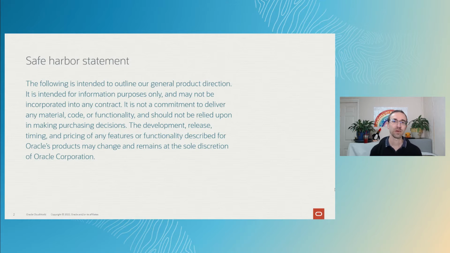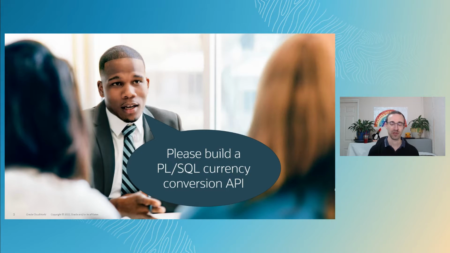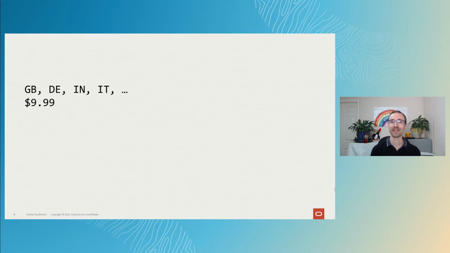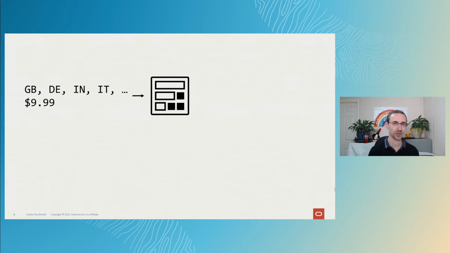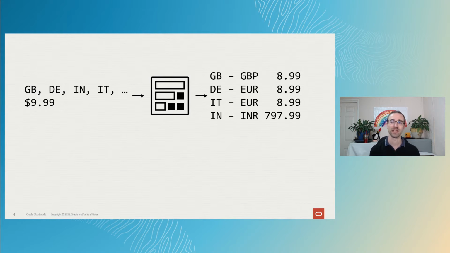So as I said, we're going to try and build an API, and this is going to be a currency conversion API that we're going to do using PL/SQL. So how this is going to work is we're going to get a list of countries coming in and a price in dollars. I'm going to pass those into our function, and then for each of those countries, find the local currency and convert the price into that currency. So we'll get some values back out like this.